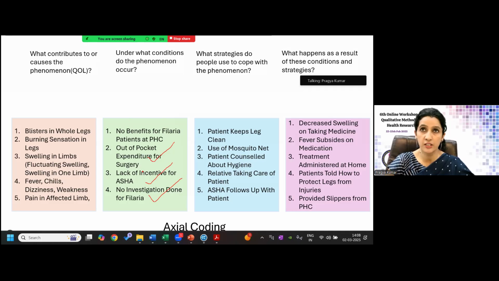Then what strategies did people use to cope with this phenomenon? Patients were keeping their legs clean, a few of them were using the mosquito net, patients were counseled by the ASHAs, and relatives were taking care of the patient. And ASHA was also keeping a follow-up with the patients. So you have to identify these things and keep them in mind. Why? Because when you see those codes again, so how to do that?